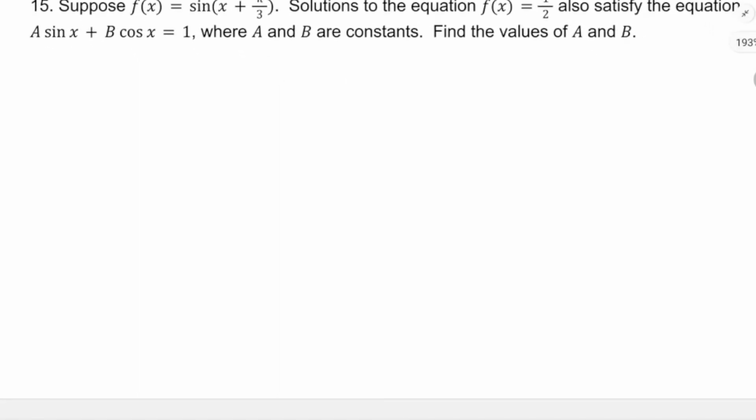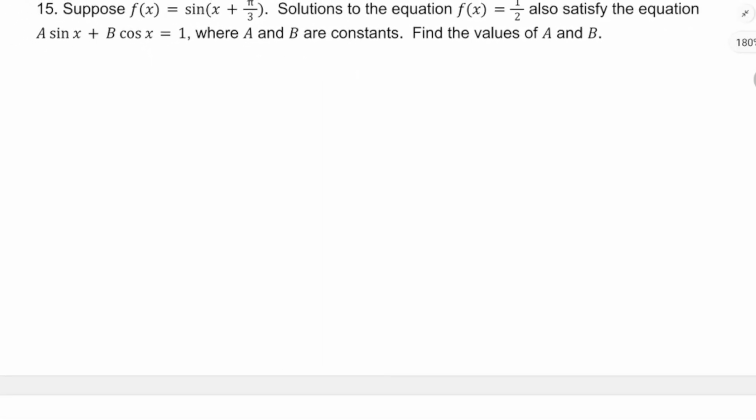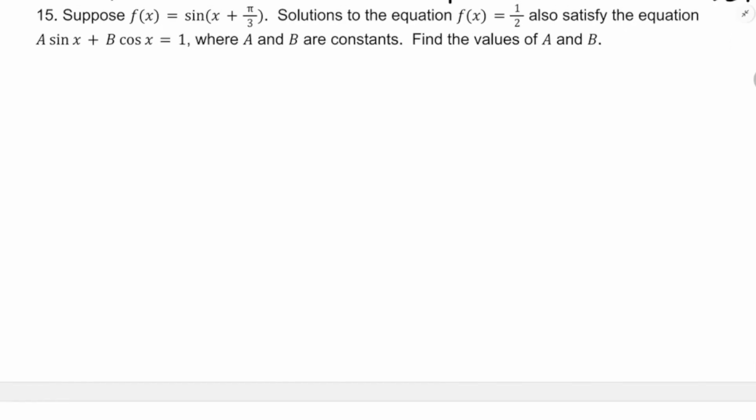Okay, yeah, this is a good one. This one will be relevant to you. This is much better as a multiple choice question, but I did the best I could on this one. So, solutions to the equation f of x equals a half. So, sine of x plus pi over 3 equals 1/2. All right, now we need to remember the angle addition formula for sine.